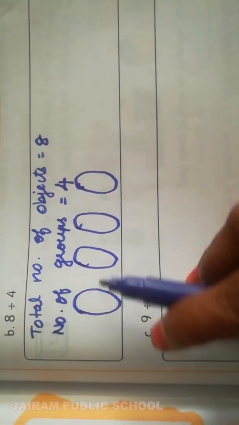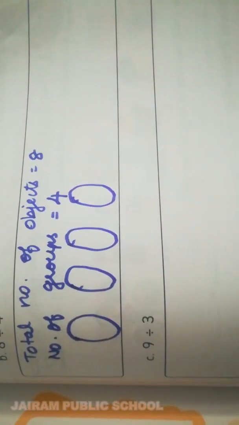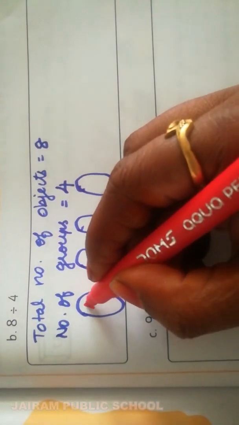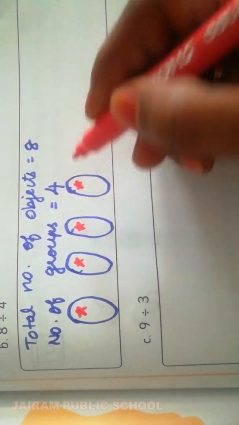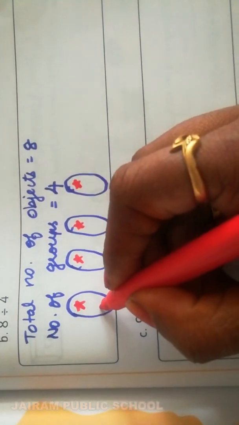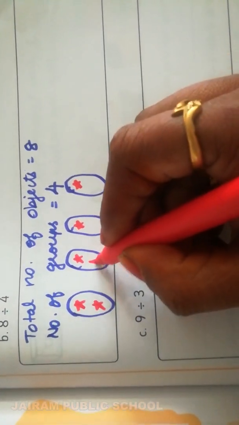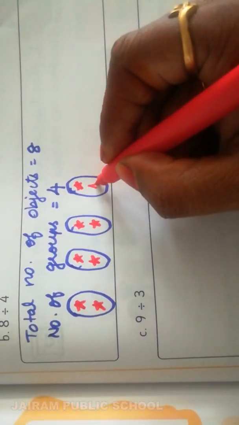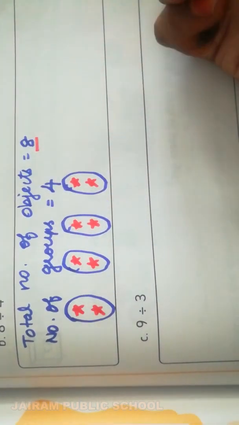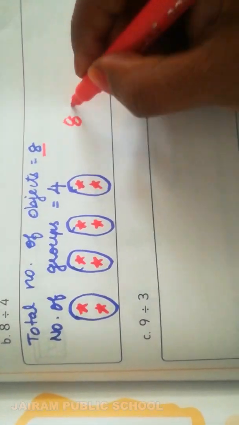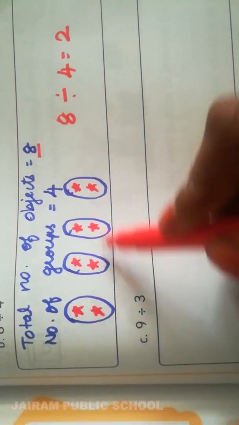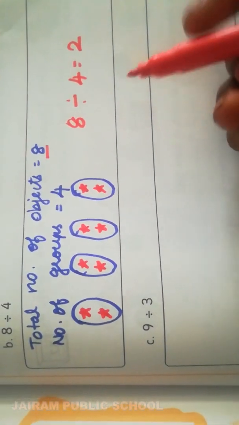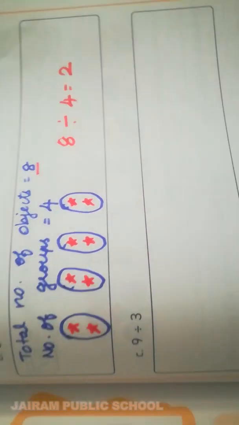Now we have to draw objects. First set 1, 2, 3, 4. We have to start the next step. 5, 6, 7, 8. We are getting 8. So 8 divided by 4 equals 2. Each group consists of 2 stars. You can draw any objects in it. Now we will move on to the C option.